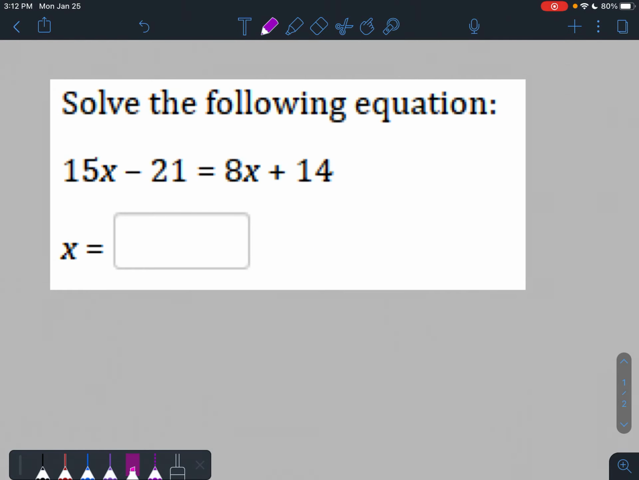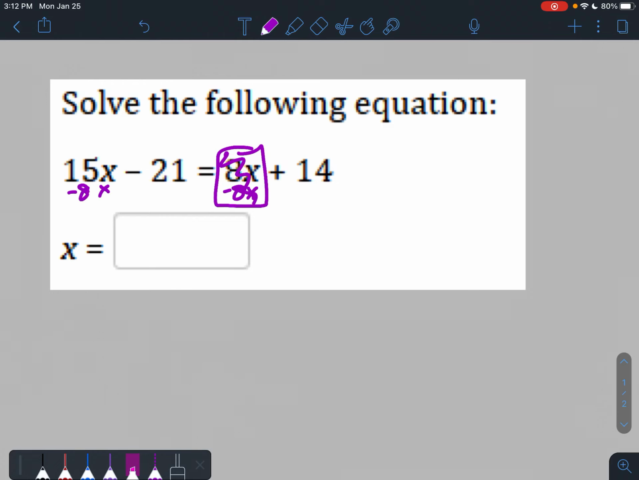Same story over here. Solve the following equation. One more. We want to get the variable by itself. So we need to get all the variable terms on one side, we'll get our constant terms on the other side. So what I'm going to do is I'm going to undo a positive 8. So I'm going to undo an 8x by subtracting 8x.